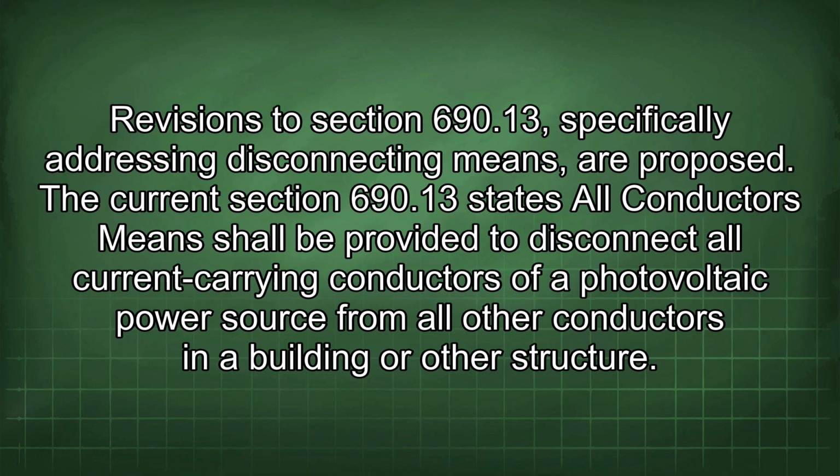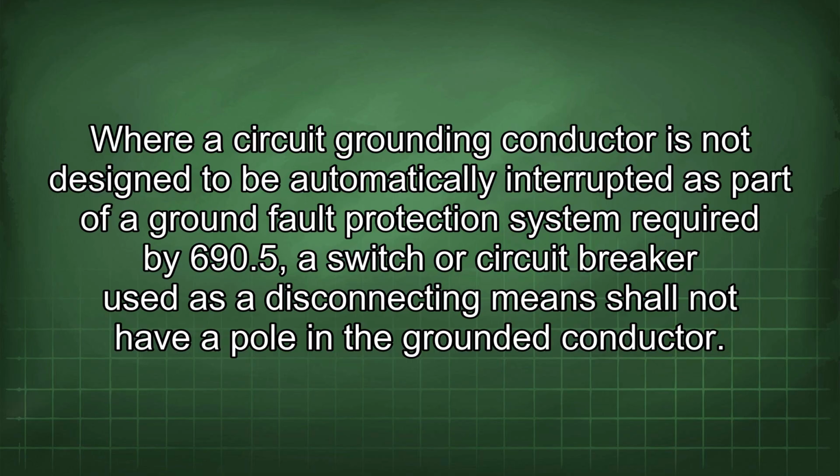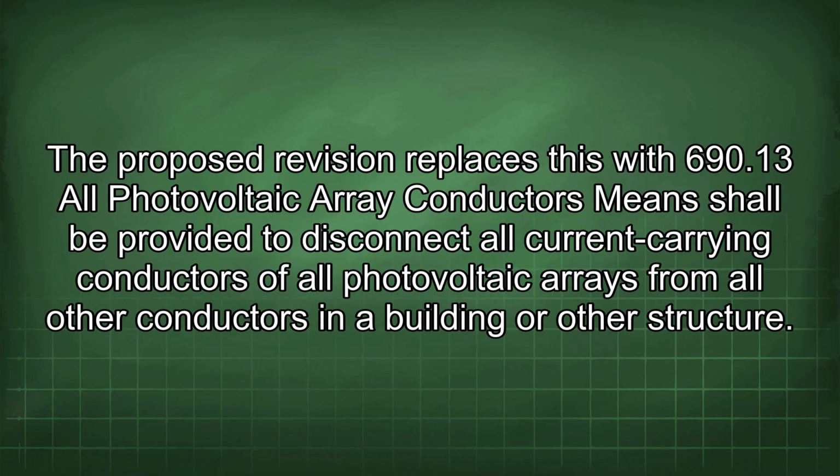Revisions to Section 690.13, specifically addressing disconnecting means, are proposed. The current Section 690.13 states: all conductors means shall be provided to disconnect all current carrying conductors of a photovoltaic power source from all other conductors in a building or other structure. Where a circuit grounding conductor is not designed to be automatically interrupted as part of a ground fault protection system required by 690.5, a switch or circuit breaker used as a disconnecting means shall not have a pole in the grounded conductor. The proposed revision replaces this with 690.13.